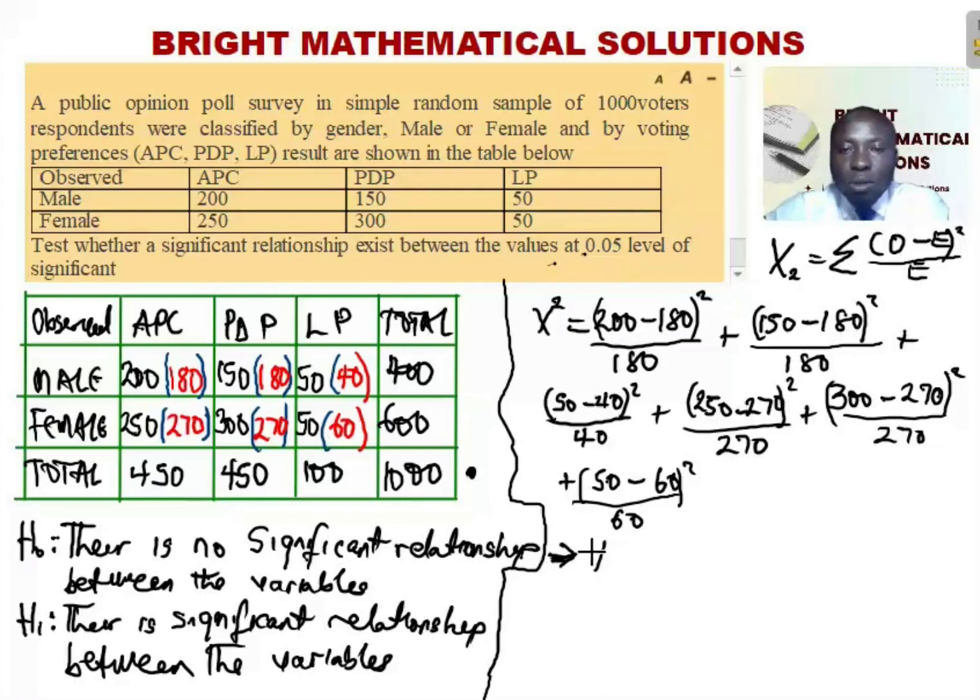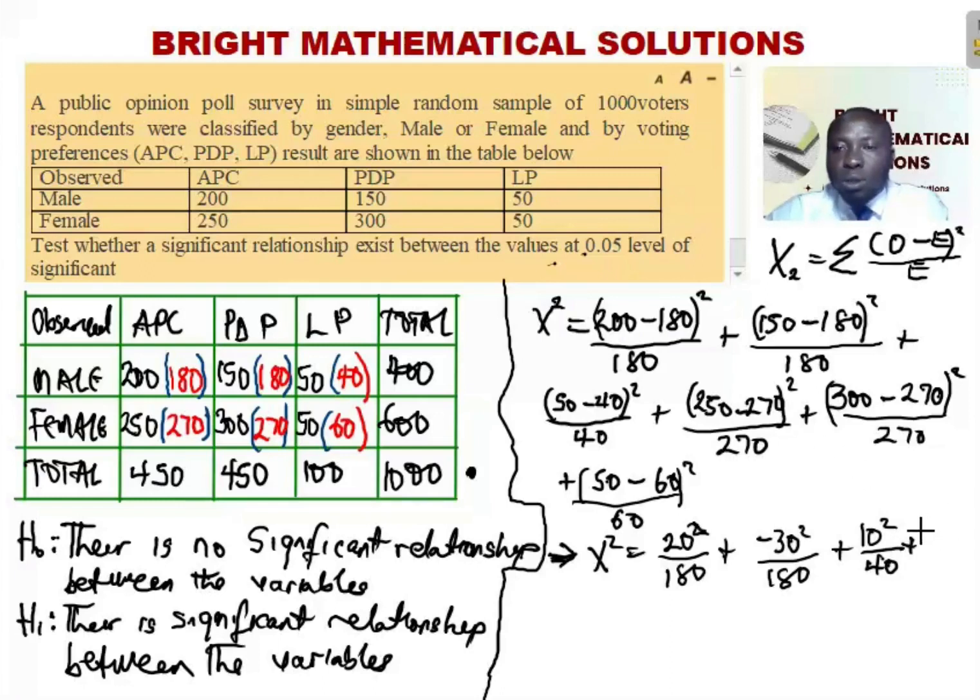So this chi-square equals, so 200 minus 180, that is 20 raised to the power 2 all over 180 plus 150 minus 180, that is minus 30 over 2 divided by 180 plus 50 minus 40, that is 10 raised to the power 2 divided by 40 plus, this is minus 20 raised to the power 2 divided by 270 and plus that is 30 raised to the power 2 divided by 270, and the last one, that is minus 10 raised to the power 2 divided by 60. So let us calculate this.